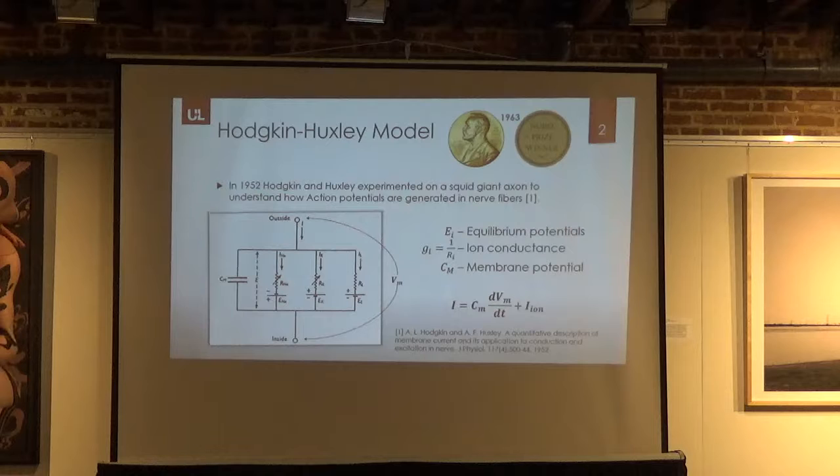The first one is the Hodgkin-Huxley model. This is a pretty old model. They came up with this model in 1952. They actually won the Nobel Prize in 1963 for this model. It's old, but people still use this model because it has a very good biological correlation.